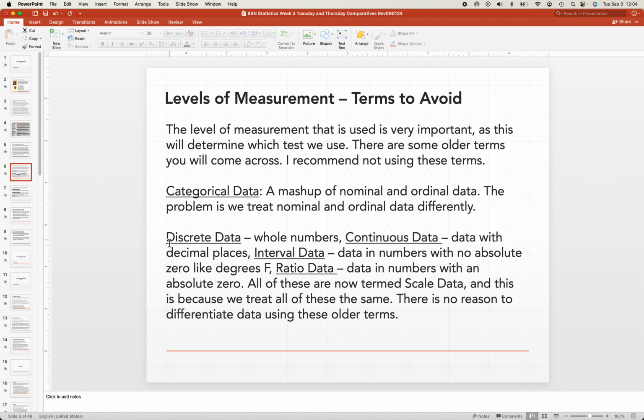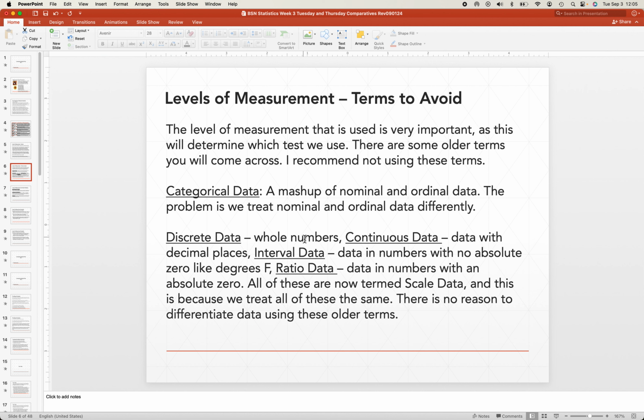In the old days, we used to use these terms. Discrete data was whole numbers, continuous data was data with decimal places, interval data was data where the numbers had equal units of measure, but there was no absolute zero. Then we had ratio data where the data was in equal units of measurement, but we did have an absolute zero. But the problem is, all of these types of data, all of them, are treated exactly the same statistically. The big thing is, as we'll see, we can get a mean. If it's a number, we can obtain a mean. So it really doesn't matter if it's discrete, continuous, interval, ratio, we're going to treat it the same.